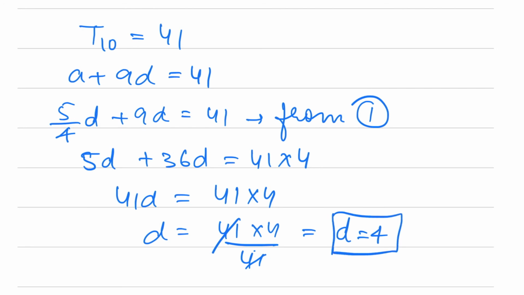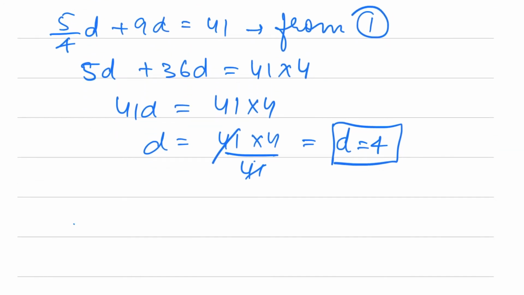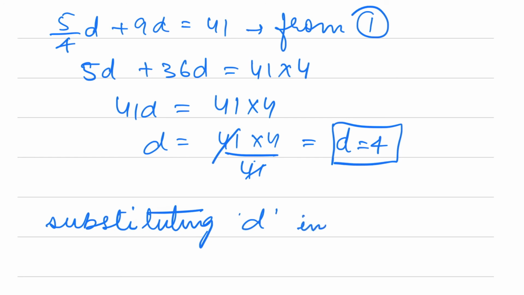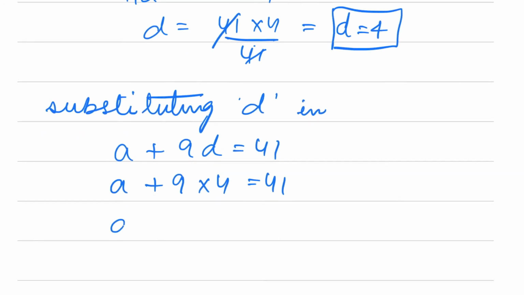Now let's find out A. So substituting D in A plus 9D is equal to 41. A plus 9 into 4 is equal to 41. A is equal to 41 minus 36. So A is equal to 5.